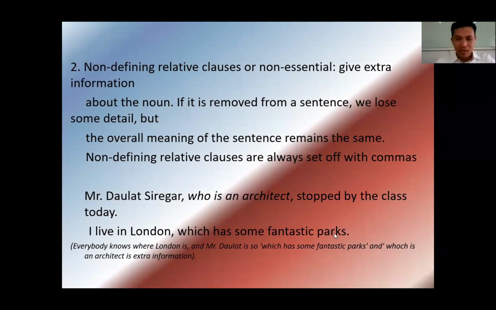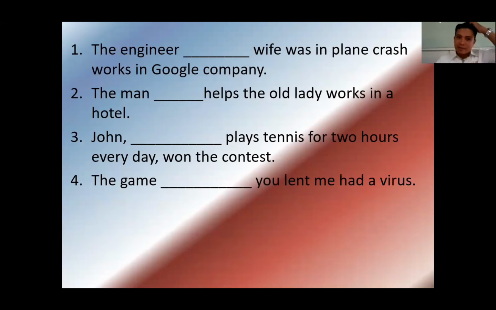Okay, so here is an exercise. Can you fill in the blank? What is number one? The engineer blank wife was in a plane crash, works in a job at Google company. What should you fill in the blank? Whose, sir? Whose. That's very good. The engineer whose wife, yang istrinya. That's right. Very good. Number two.